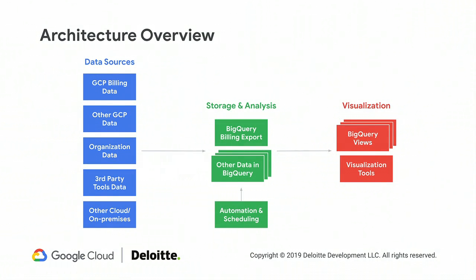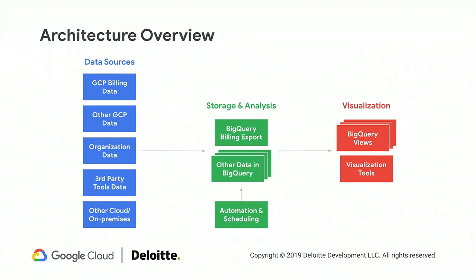With these challenges in mind, this is an overview of the architecture that we built. On the left-hand side, there are a bunch of data sources. Of course, the GCP billing export was a major data source. And as a best practice, you should enable the GCP export on day 1. And then there is other GCP data.